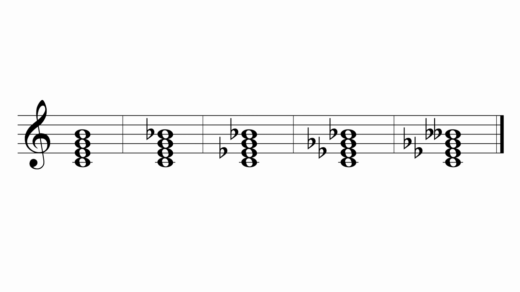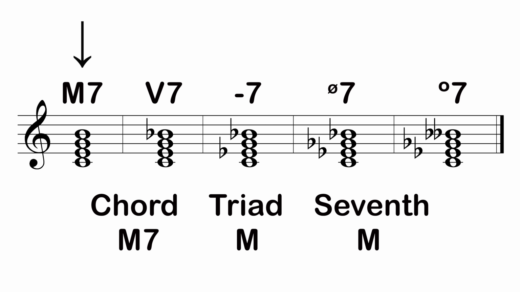There are 5 common seventh chords: major, dominant, minor, half diminished, and full diminished. A major seventh chord is composed of a major triad and a major seventh. A dominant seventh chord is composed of a major triad and a minor seventh, which is a chord you already know from previous videos. A minor seventh chord is composed of a minor triad and a minor seventh. A half diminished seventh chord is composed of a diminished triad and a minor seventh. A full diminished seventh chord is composed of a diminished triad and a diminished seventh.